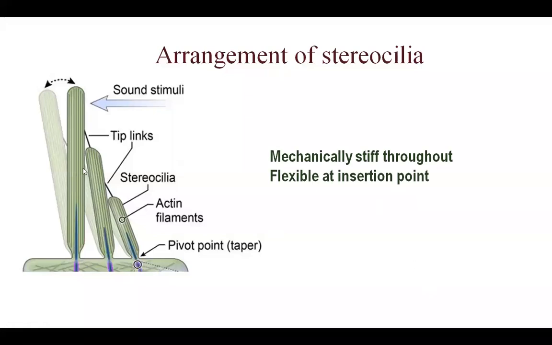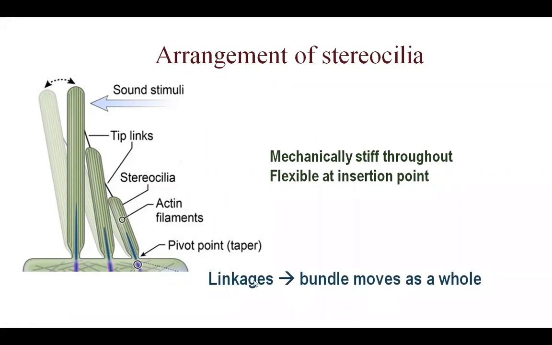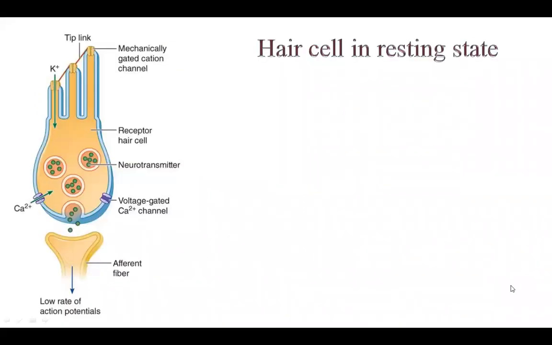So, these stereocilia are mechanically stiff throughout, but they are flexible at their insertion point or the pivot point. This is the area where it tapers as compared to the apex. Because of the linkages present at the tip, at the lateral side or at the ankle, the whole bundle of stereocilia moves as a whole. Meaning if this one moves, it will cause movement of the rest of the others.